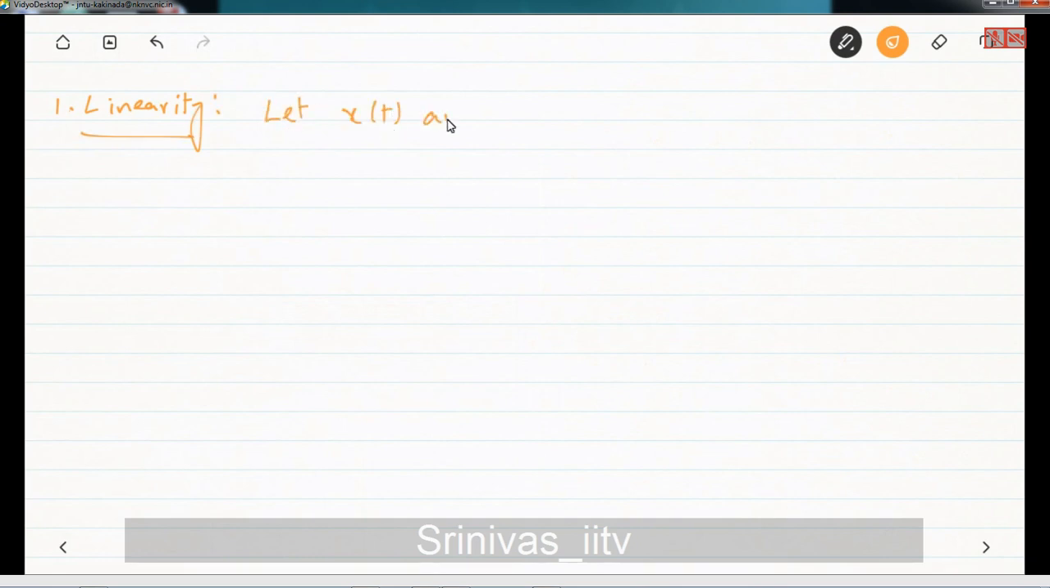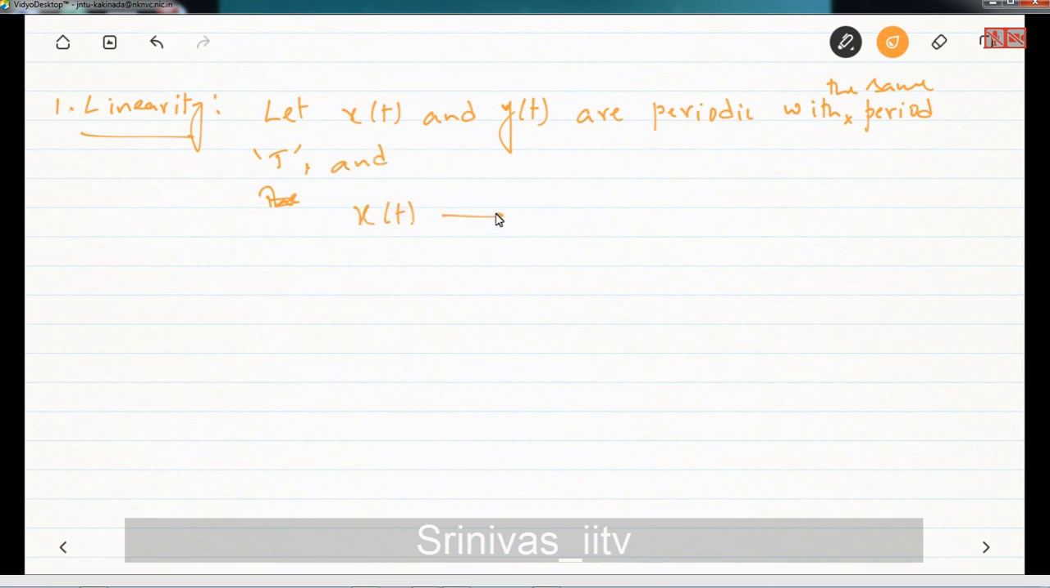Okay, so now the first property, linearity. Consider two signals x of t and y of t that are periodic with the same period of T. The Fourier series coefficients of x of t are given by ak, and the Fourier series coefficients of y of t are given by bk.